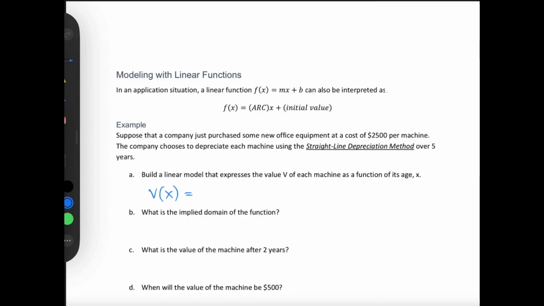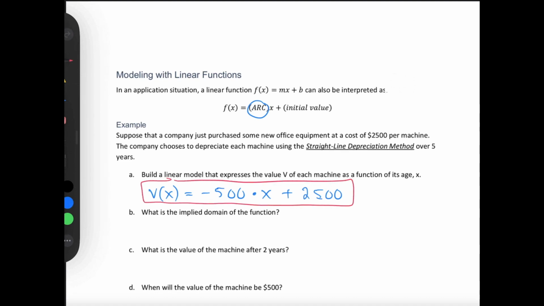So we determined that the average rate of change was negative 500, so that's going to go right here, which is going to then be multiplied by my independent variable x, and the initial value was 2,500, so that goes right in here, and this is our value function.